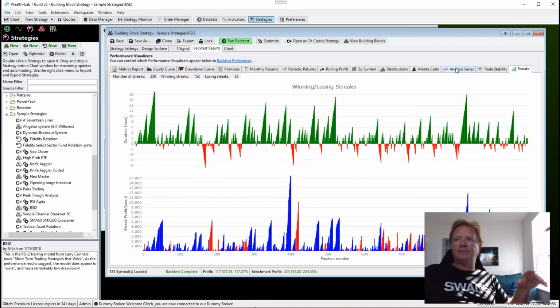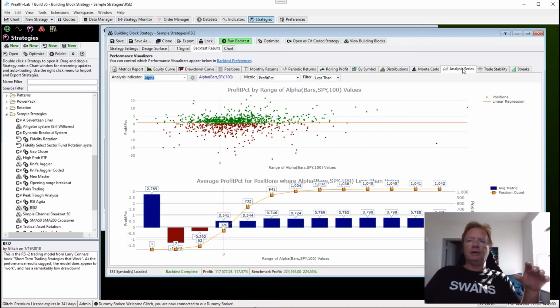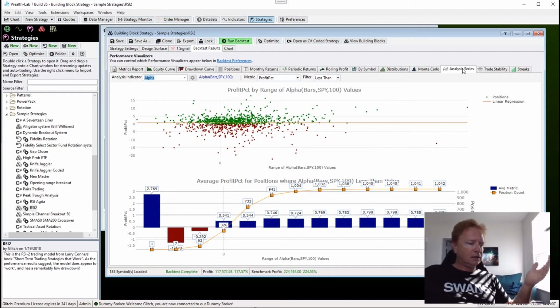Finally, we have the analysis series. So this was from way back in the original Wealth Lab. I remember creating the analysis series as kind of one of the new unique ways to look at backtest results in the old Wealth Lab desktop version 1. But here we have it again in version 7, new and improved, much more powerful than it was back then.